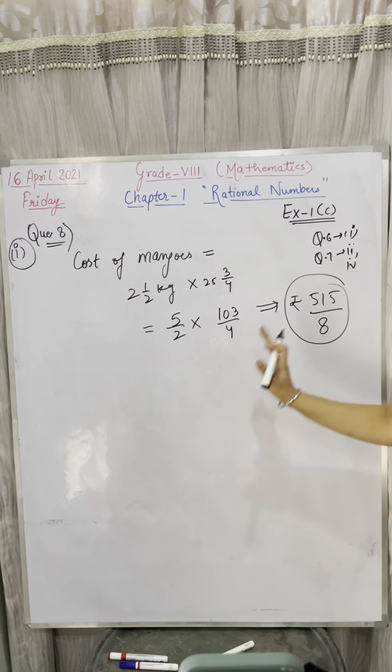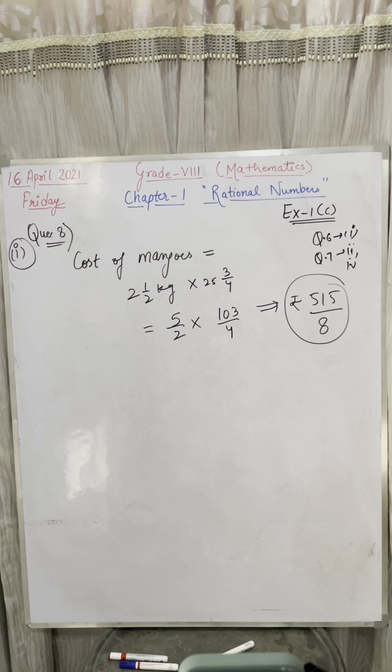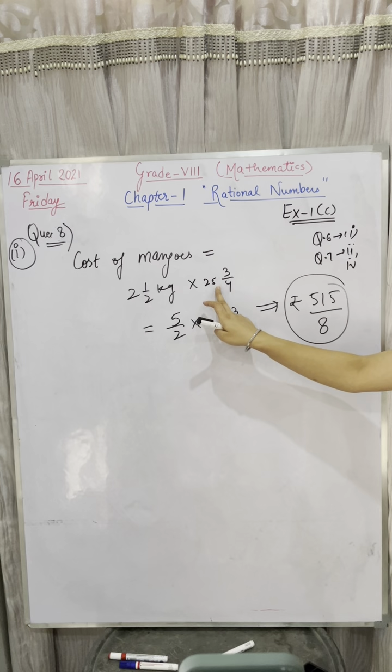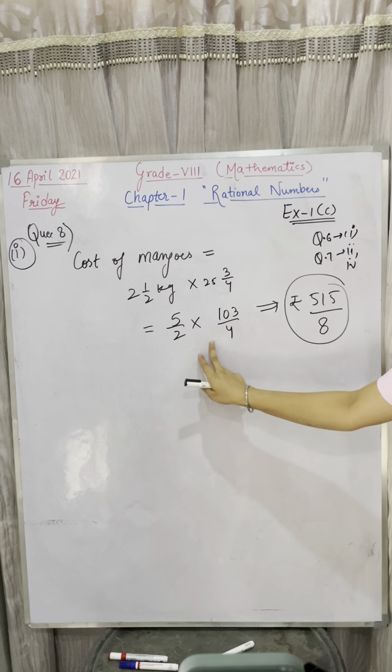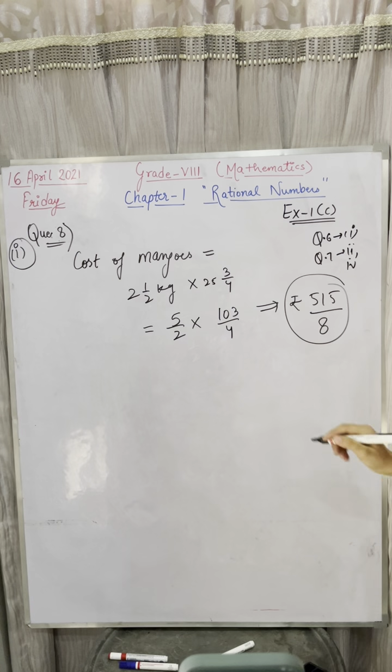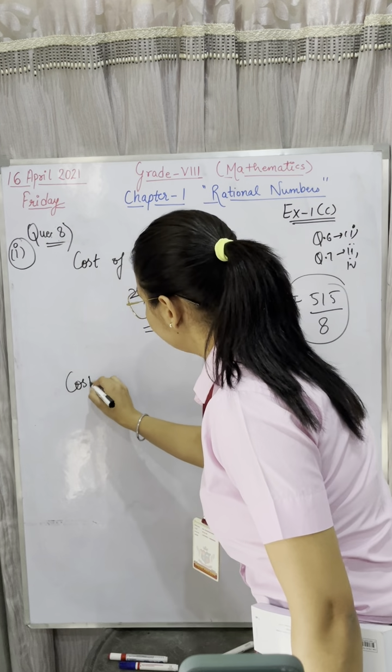Are you getting it? Okay, how I've written? Two fractions are given in the question. You have to multiply these two fractions and take out the cost of mangoes. Okay, now next.